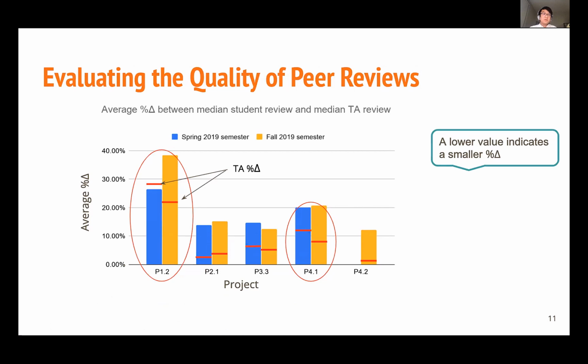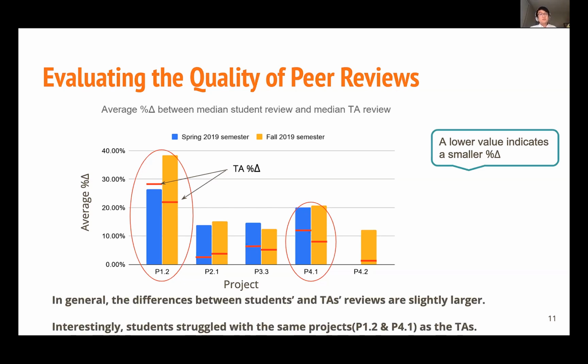Now, let's take a look at how the students are doing. Here's a bar chart of the average percentage difference between median student review and median TA review across different projects over 2 semesters. And the red lines are the percentage difference among TAs that we saw in the previous slide. So in general, the difference between student and TA reviews are slightly larger than those we see in the previous slide among TAs. But interestingly, both students and TAs struggle with the same projects, being P1.2 and P4.1.